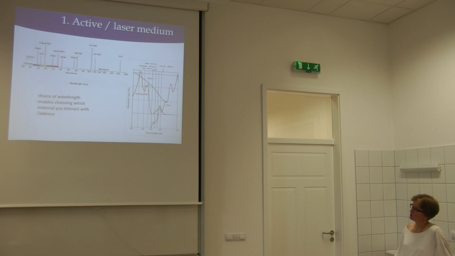Each material can lase, can produce light at a specific wavelength in certain spectral ranges, because the material has to have the energy transition which provides the photon energy associated with that color, associated with that wavelength. So I have here just a few examples of what active medium can be used to provide certain wavelengths.